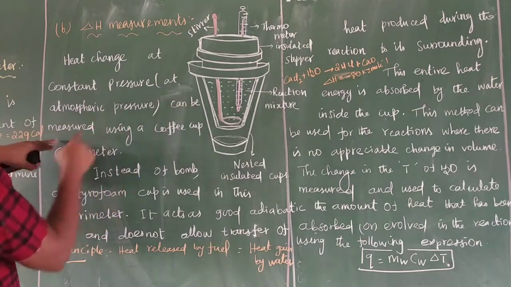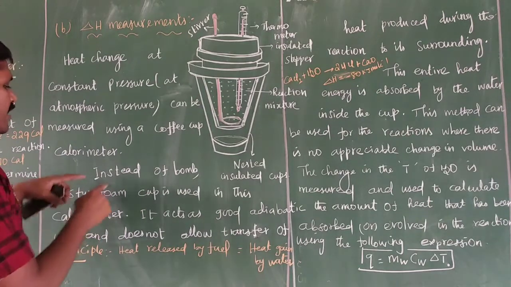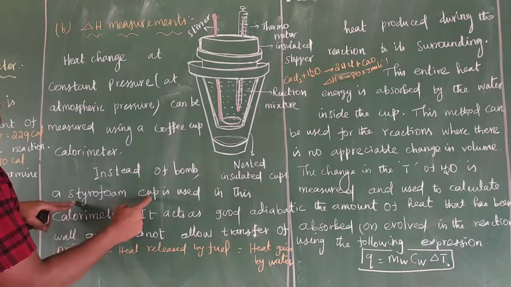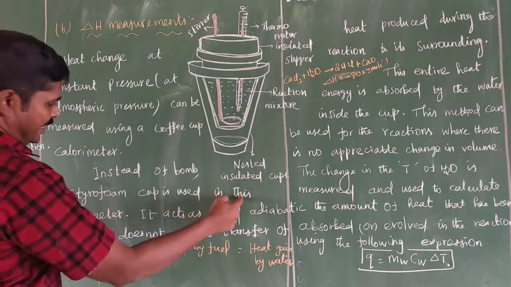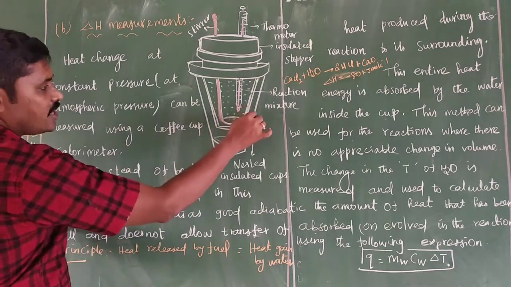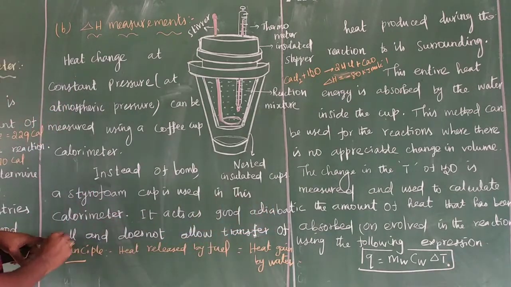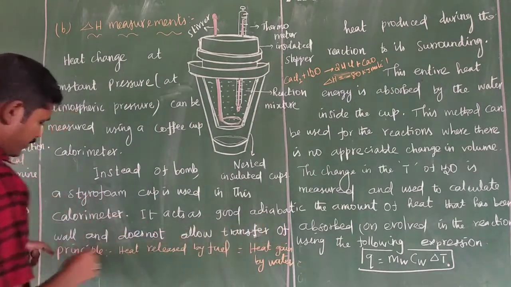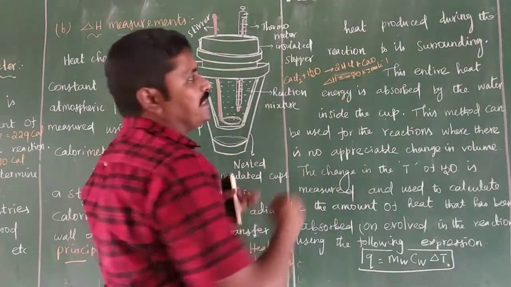Heat of reaction can be measured using a coffee cup calorimeter. Instead of a bomb, a styrofoam cup made up of polystyrene is used in this calorimeter. It acts as a good adiabatic wall and does not allow transfer of heat produced during the reaction to its surroundings.